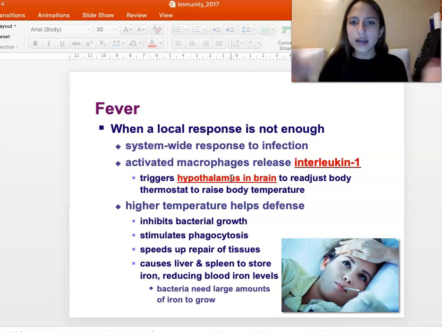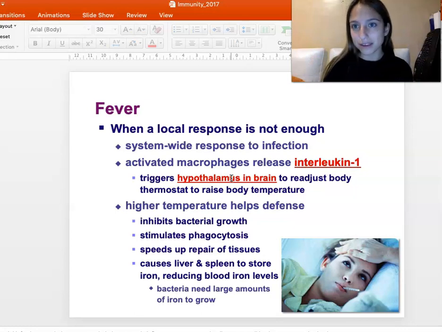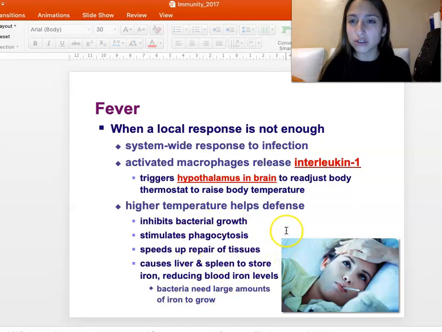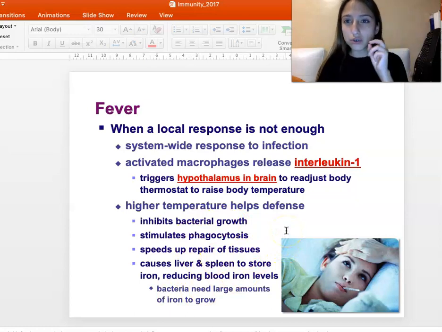The reason why this high body temperature helps give you a defense against what's infecting you is because high temperatures are not good for pathogens. A lot of bacteria can't grow in high temperatures. So the minute that you increase the temperature, you're inhibiting, you're stopping bacteria from growing. You also stimulate all of these macrophages to start doing their job better, to start consuming and destroying a lot of the bacteria that are infecting you.